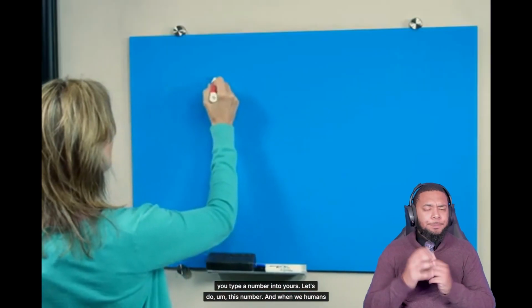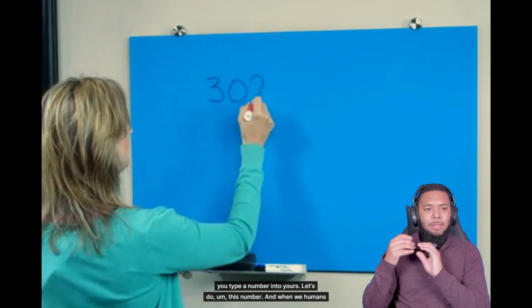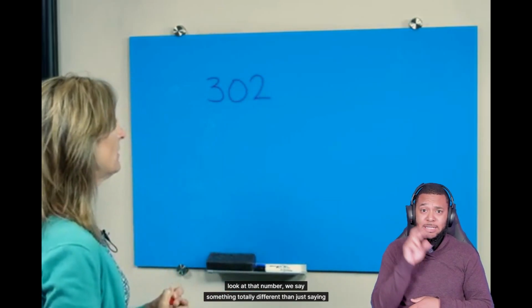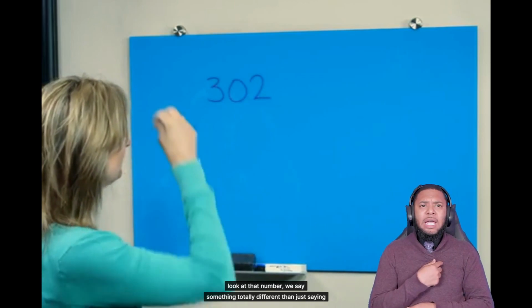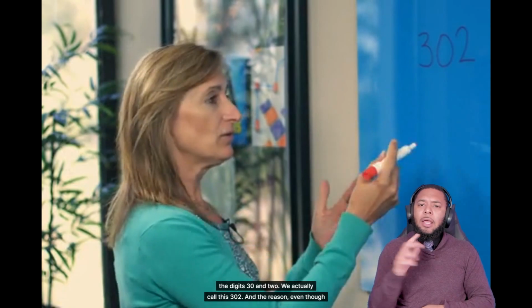So I'd like to give you an idea about what your computer is thinking when you type a number into your computer. So let's do this number. And when we humans look at that number, we say something totally different than just saying the digits 3, 0, and 2. We actually call this 302. And even though there's no hundreds written on here, we just know because of the placement of that 3 what it's supposed to be.